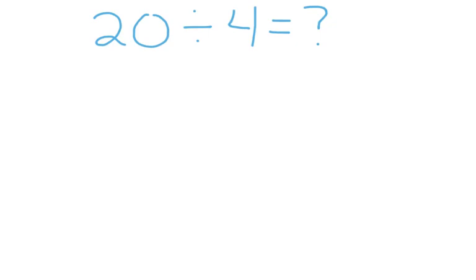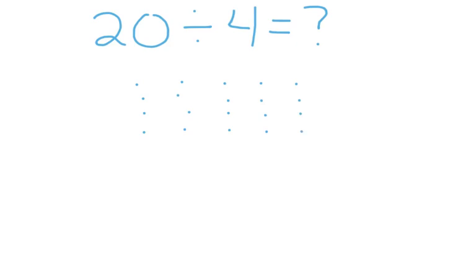Okay, let's check our work together. Hopefully you drew this out or you did this with counters, and you're going to follow along and see if I got the same thing you got. So I'm looking at a total of 20 counters, and I want to put them in even groups of 4. So I'm going to go 1, 2, 3, 4, 5, 6, 7, 8, 9, 10, 11, 12, 13, 14, 15, 16, 17, 18, 19, 20.